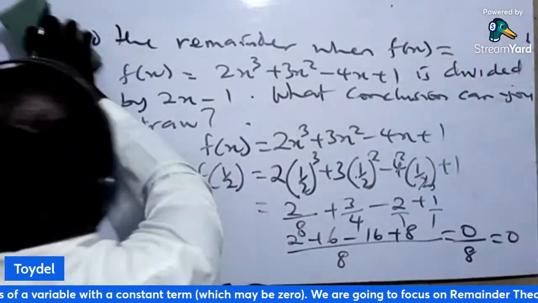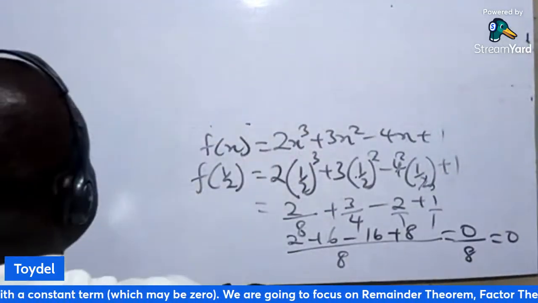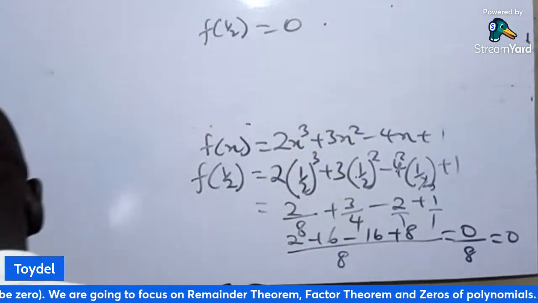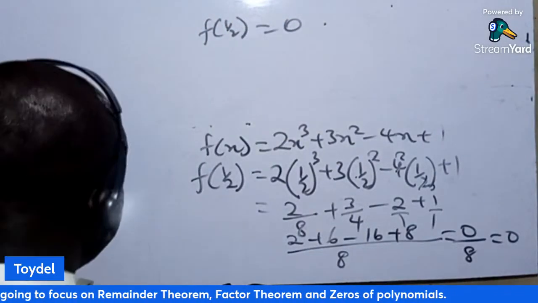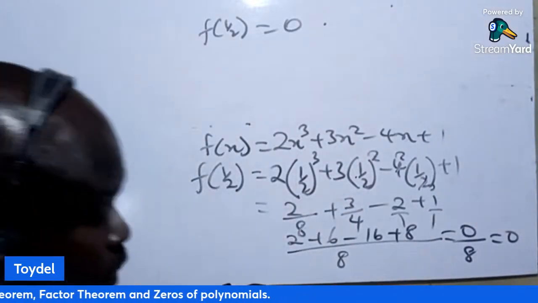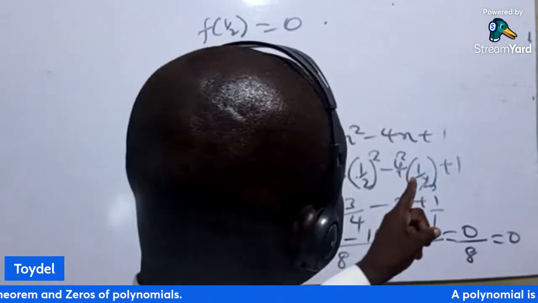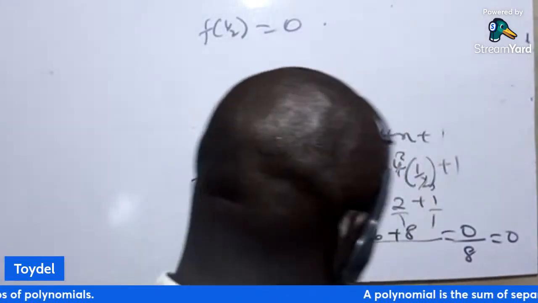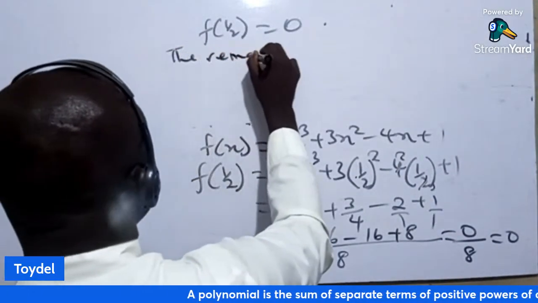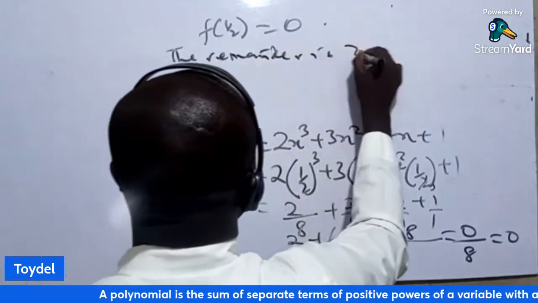So in this case now, if you look at this question, f of half is equal to 0. In this case, the remainder is equal to 0. And from the factor theorem, if the remainder is equal to 0, it simply means that the divisor, in this case 2x minus 1, is a factor of this polynomial.